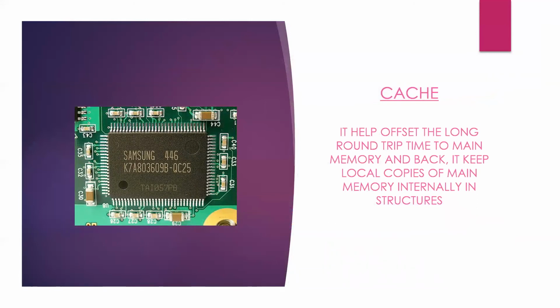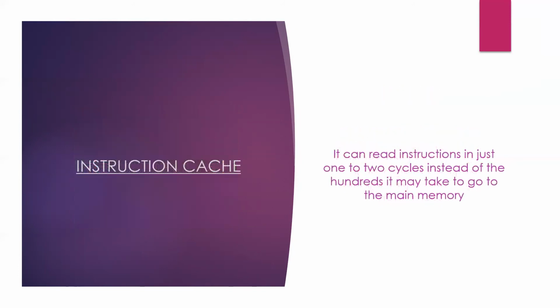The cache. The cache helps offset the long round-trip time to main memory and back. It keeps local copies of main memory internally in structures. The cache has a special version, which is the instruction cache, where it can read instructions in just 1 to 2 cycles instead of the hundreds it may take to go to the main memory.